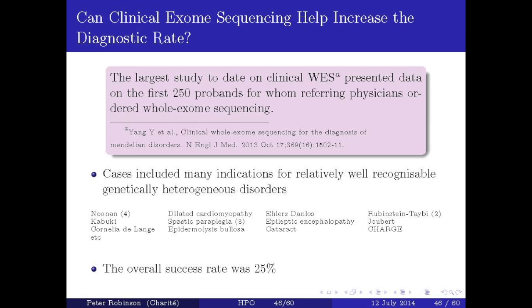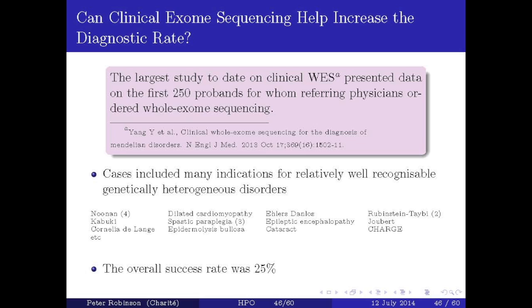And so some groups have been starting to use exome sequencing in a clinical context, and I think the paper that has attracted the most attention was this one from the Baylor group. The first author was Yang, and they looked at 250 patients who had been referred for exome sequencing, and their success rate overall was 25%.